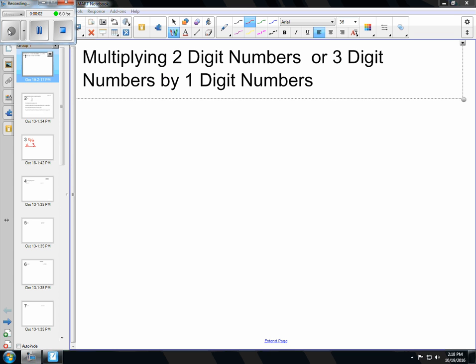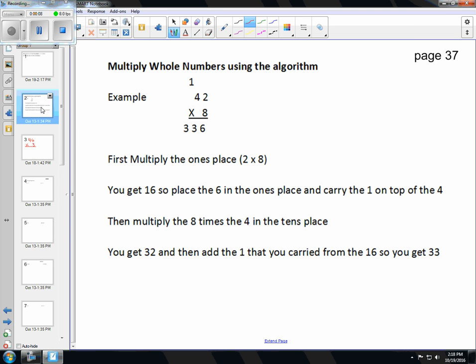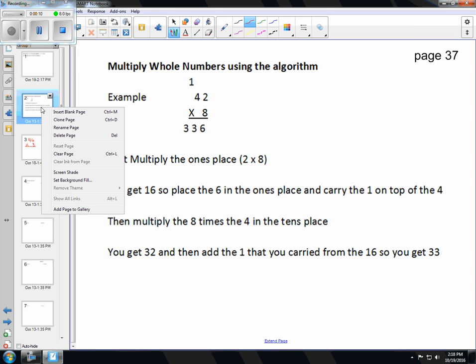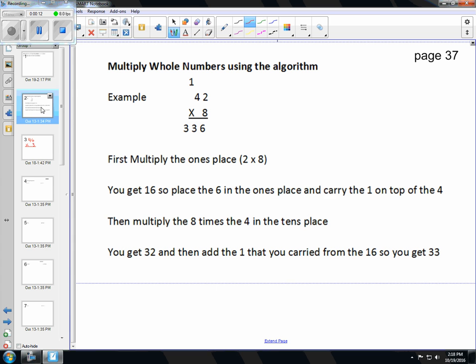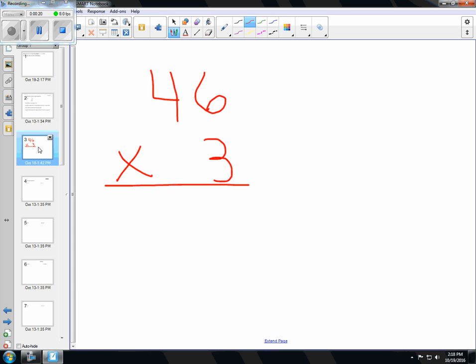This is Module 1, multiplying 2-digit or 3-digit numbers by a 1-digit number. In your module book, there is a page explaining how to multiply whole numbers. And we're going to use the standard algorithm this year. We are not going to use partial products. So here's our first example.